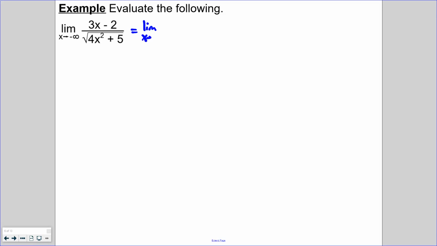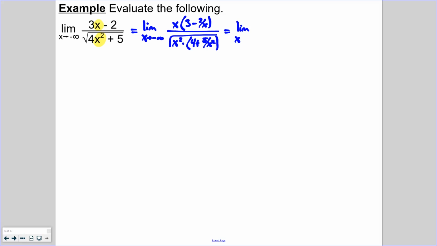So we're going to have the limit as x approaches negative infinity. The highest degree variable in the numerator is x. The highest degree variable in the denominator is x squared. So we're going to have x times (3 minus 2 over x), and that's all over the square root of x squared times the quantity (4 plus 5 over x squared). And then we can keep working here.